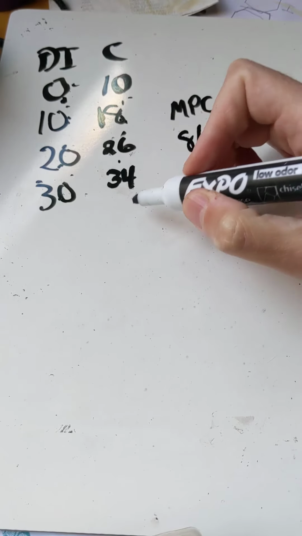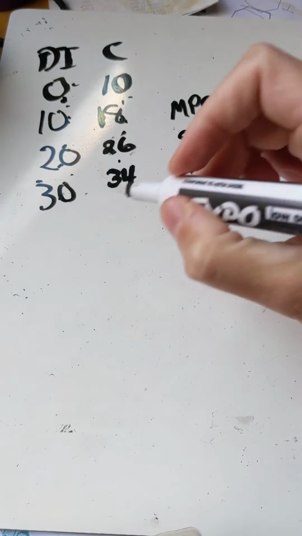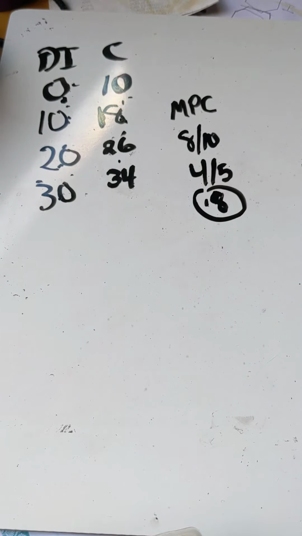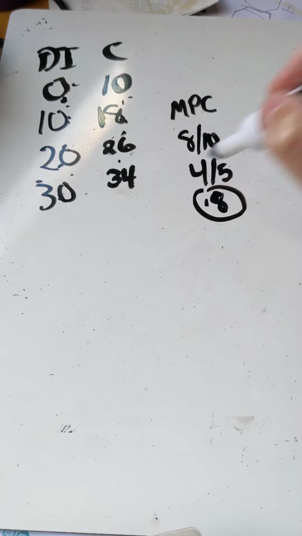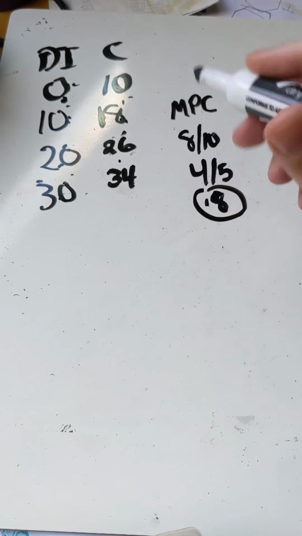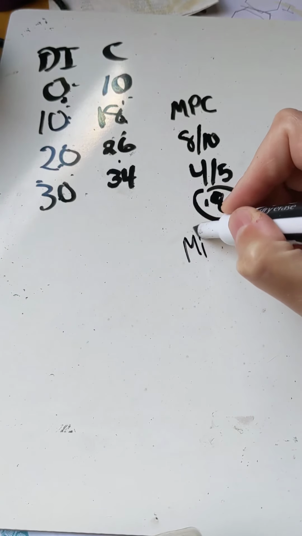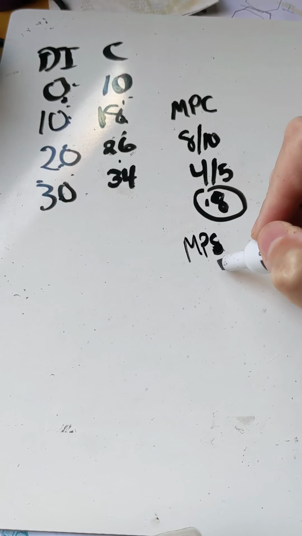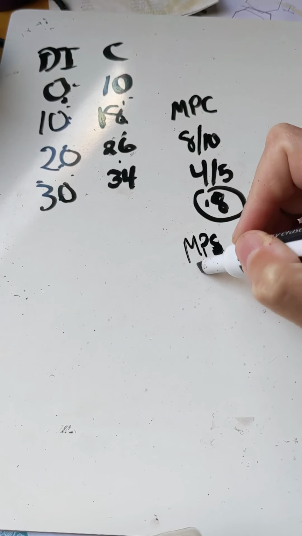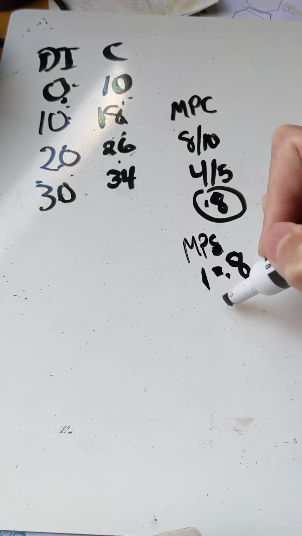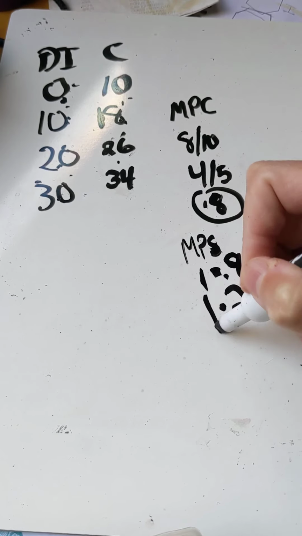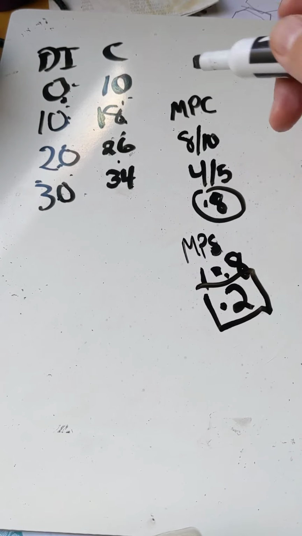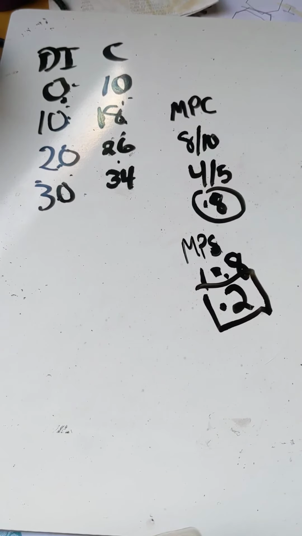We also know that for every dollar you get, you can either spend it or save it. That's it. So if you're spending 80 cents or 0.8 of every dollar, then your MPS, your marginal propensity to save, is 1 minus 0.8, which is 0.2. So we know the MPC, and we know the MPS for this.